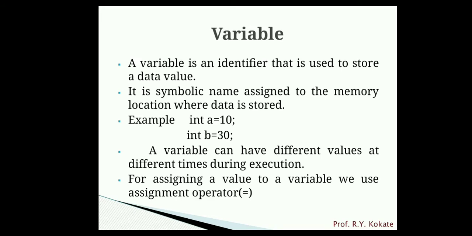For assigning a value to a variable, we use the assignment operator. For example, int a = 10. int is the data type of the variable, a is our variable name and 10 is our value. In this example, we want to assign a = 10, that's why we use the equal to sign, that means the assignment operator. Same, int b = 30, that means we are assigning b = 30.